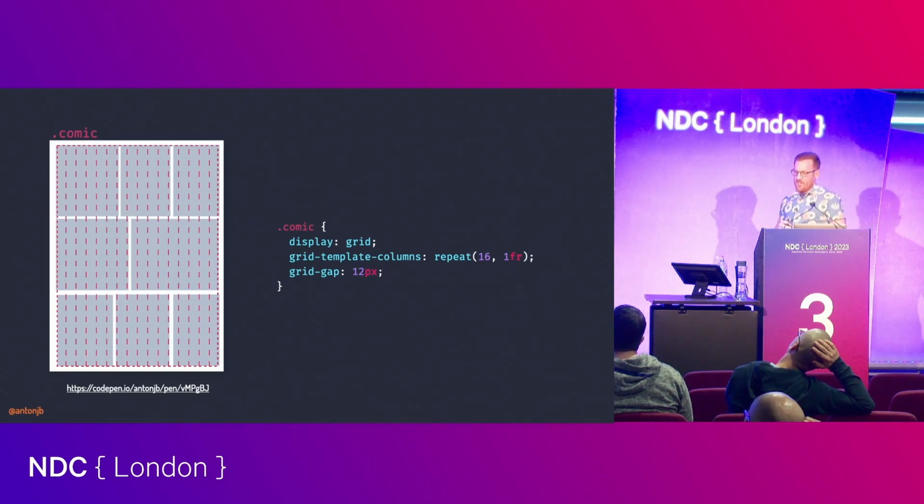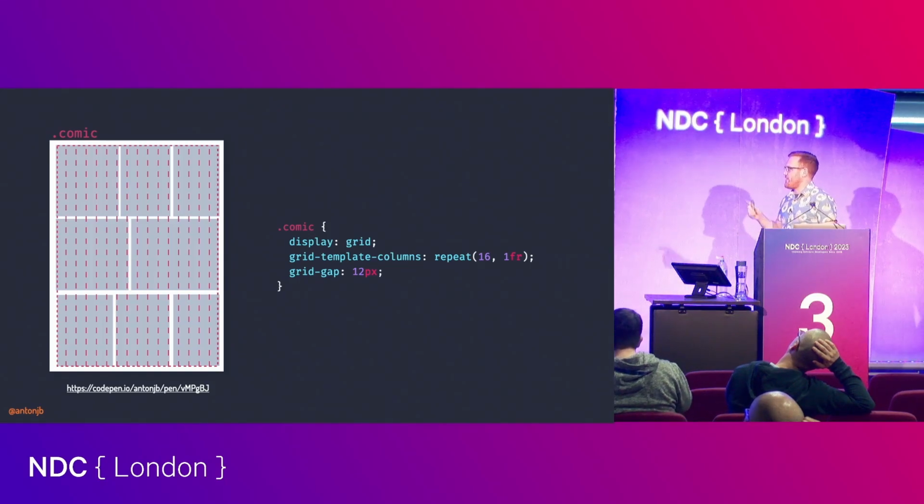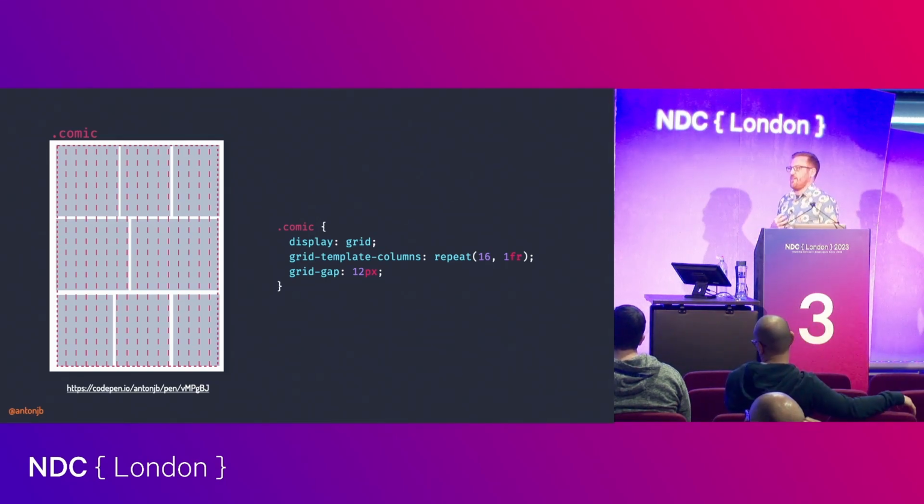But let's look at that in code. So we have display: grid, grid-template-columns. We repeat 16 times with 1fr, and we can be very specific with our grid gap now at 12 pixels.